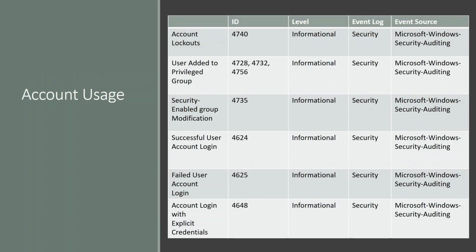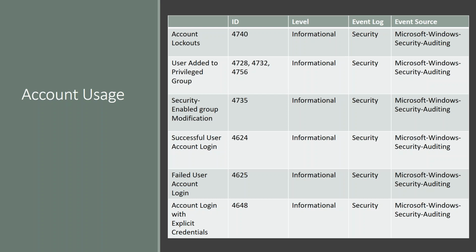What else have we got? Account usage. So any of these events might indicate a problem. So an account lockout, or any account lockout, might indicate you've got an issue. What else? Adding users to a privileged group, okay, especially if it's a privileged domain group. What exactly is going on there? Did that person have permission to be added to that group?